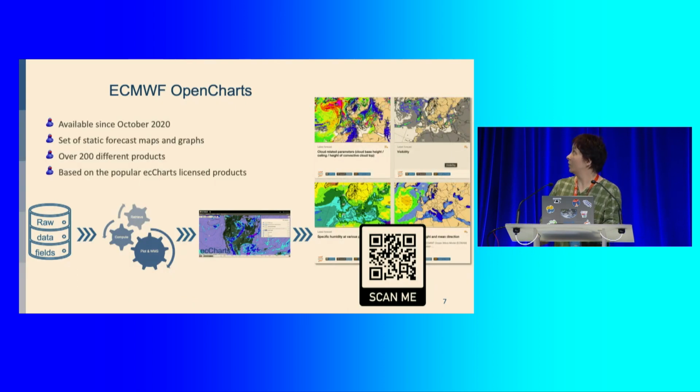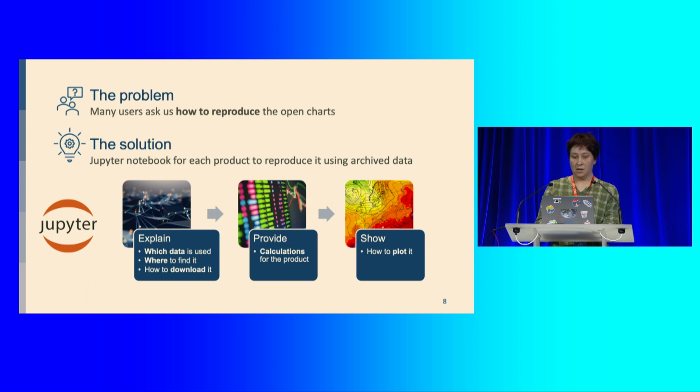You can find them if you scan the QR code. So what happened? We often have users asking us, how do we reproduce these charts? What parameters do we need? How do we calculate this? How do we set the colors?